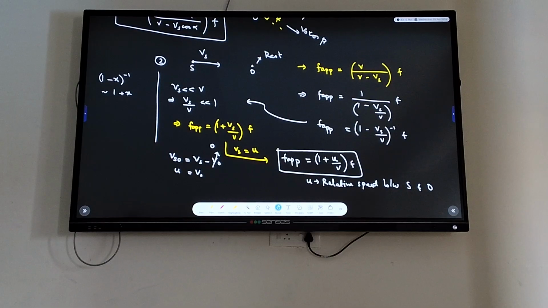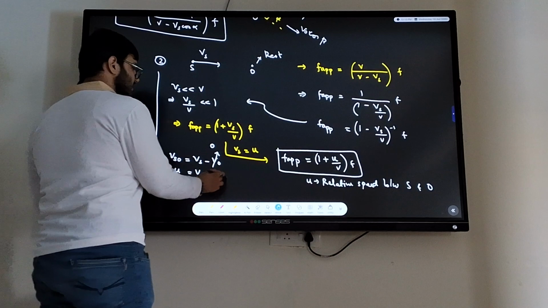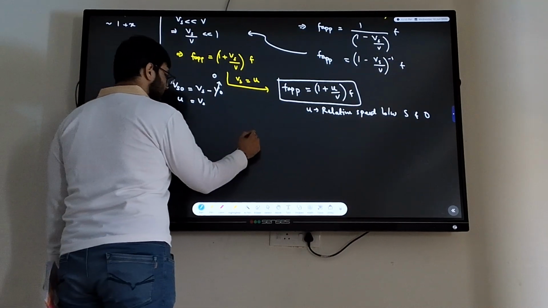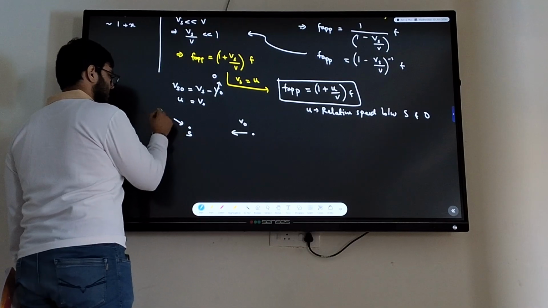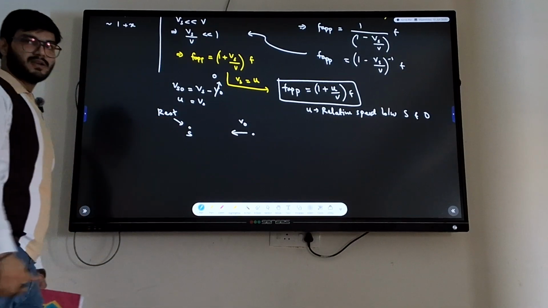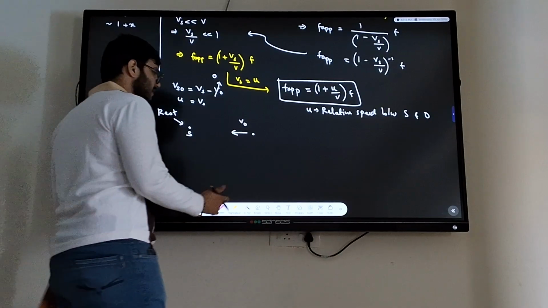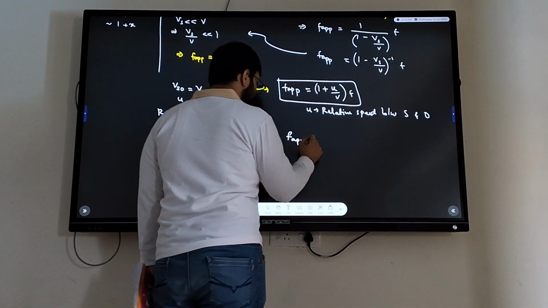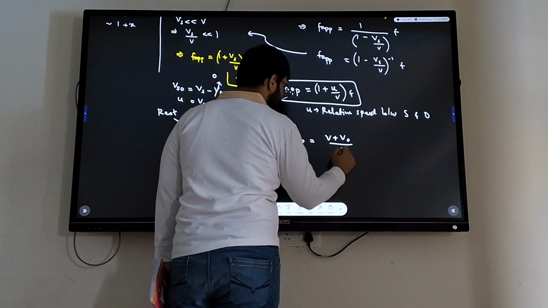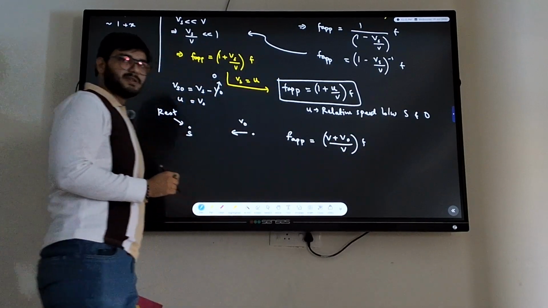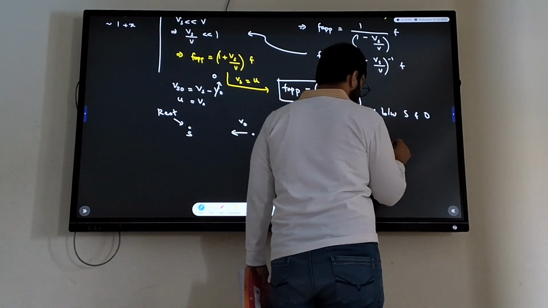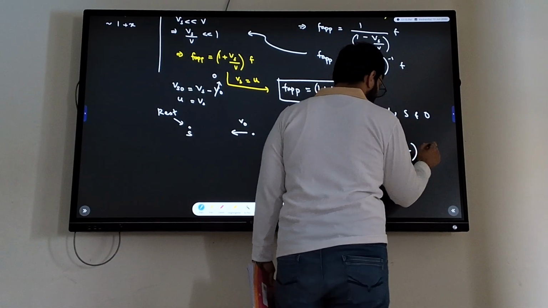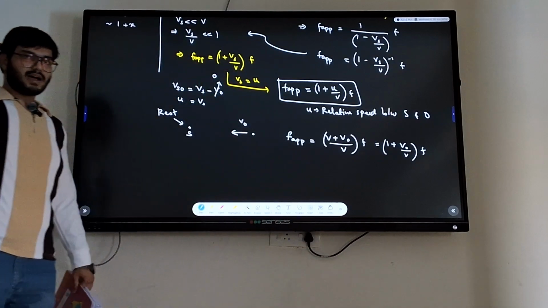Is it done? Yes? Now let me take the case where observer is moving and source is not moving. I will take the case where observer is moving towards the source with some Vo and source is at rest. Yes? What was the formula that we found for this one? We found F apparent equal to (V plus Vo) divided by V into F. Is it correct? Please check. Now this can be rewritten as 1 plus Vo by V into F. Yes or no? Now this Vo, again look at it.